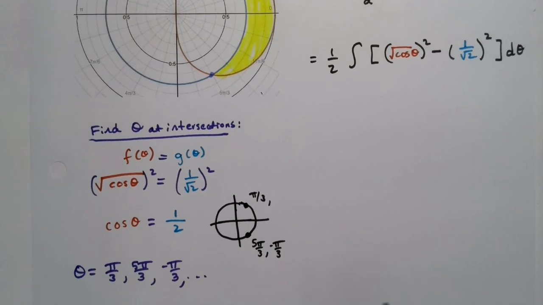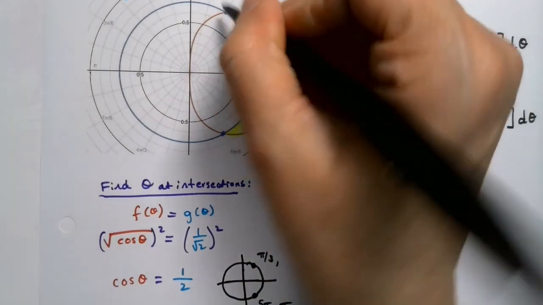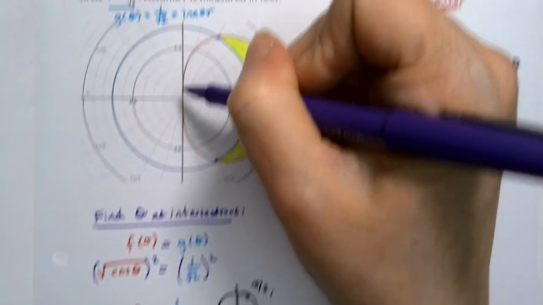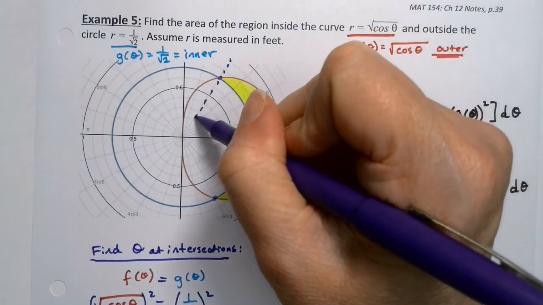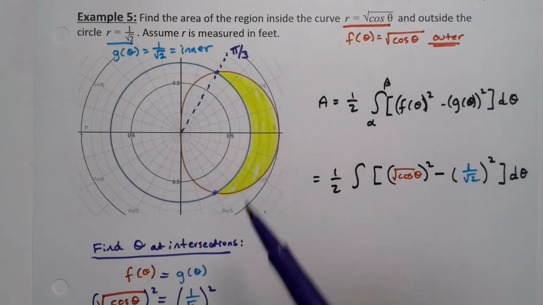Now, I'm not going to use pi over 3 to 5 pi over 3. Pi over 3 is obviously here. If I drew this line right here, you can kind of see that's pi over 3. So that makes sense, right? We just found that, so that's true.